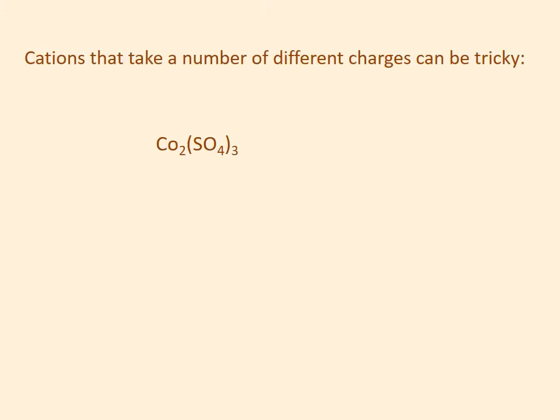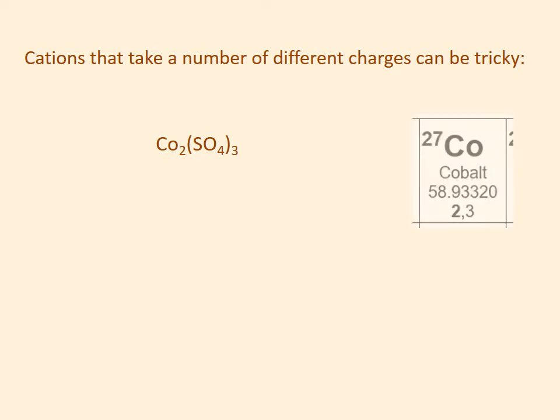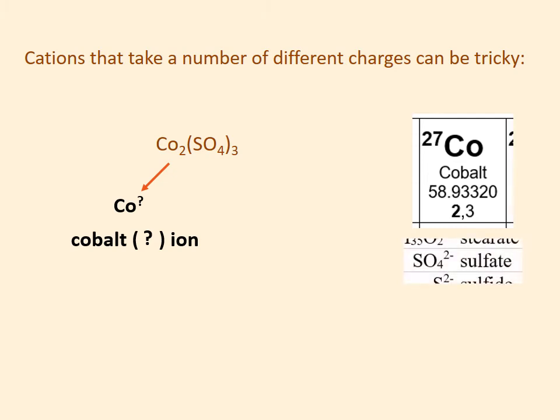Cations that take a number of different charges can be tricky. I have Co on the front. I look it up on the periodic table. But is that Co with a +2 or with a +3? And the name is going to be cobalt with some Roman numeral, ion. And we're not sure of what that Roman numeral will be yet. If I look at the back end, I have SO4. If I look that up on the negative list, I see that SO4 takes a -2 charge, and it's called sulfate.